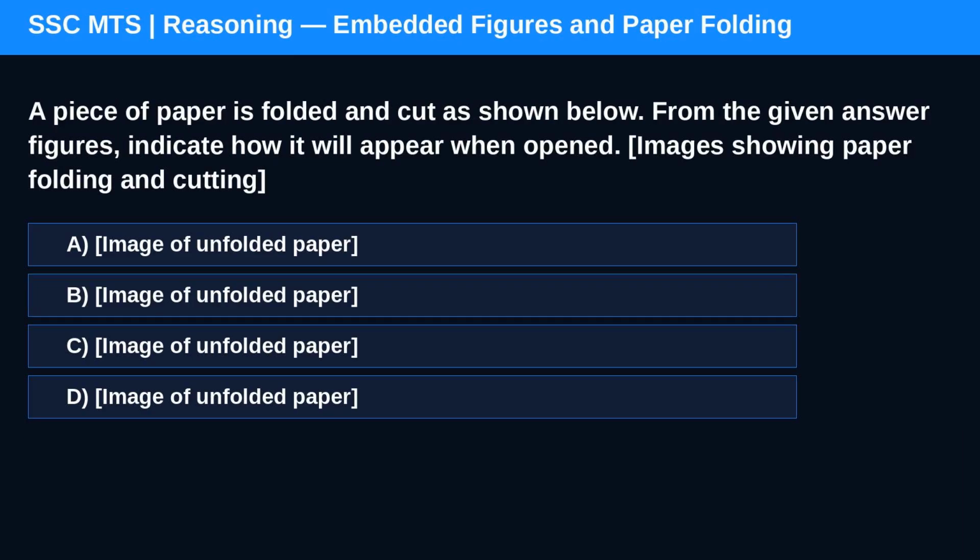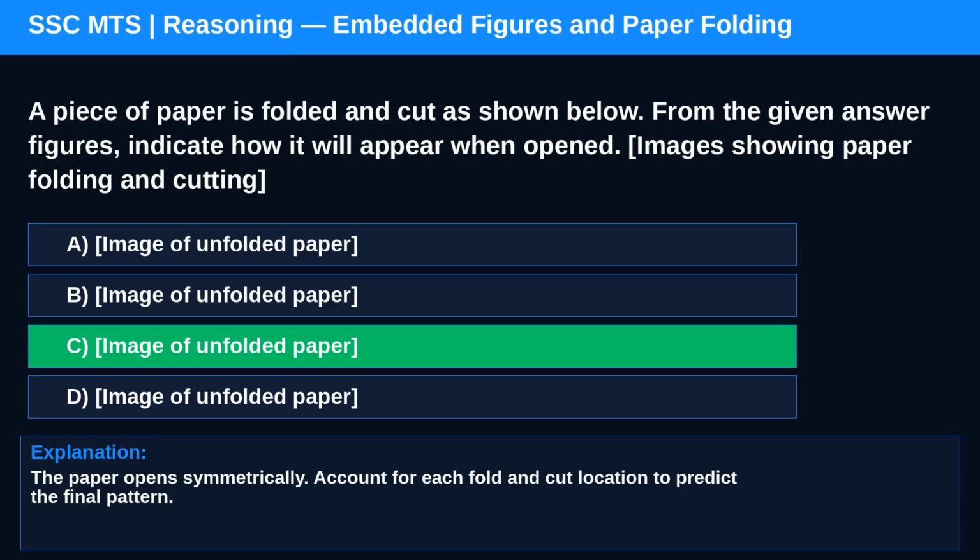Question 2. A piece of paper is folded and cut as shown below. From the given answer figures, indicate how it will appear when opened. Images showing paper folding and cutting. Option A, image of unfolded paper. Option B, image of unfolded paper.